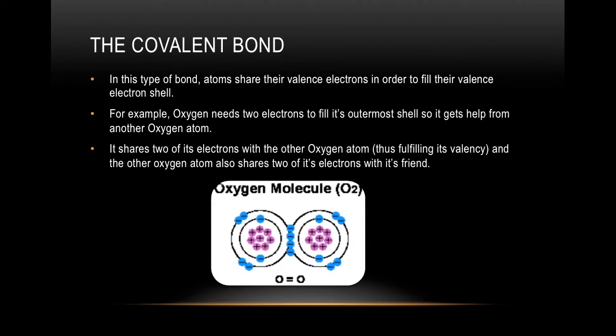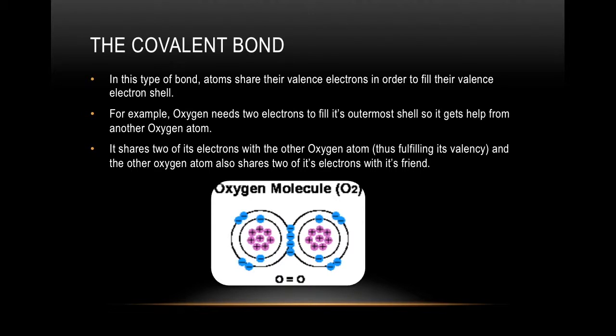So basically, both oxygen atoms have 6 valence electrons, and they need 2 more to make a stable octet. So one of them shares 2 of its electrons with the other one, and the other one shares 2 of its with the first one, and that's how a covalent bond is formed. And fun fact, you don't need to know it for this video.